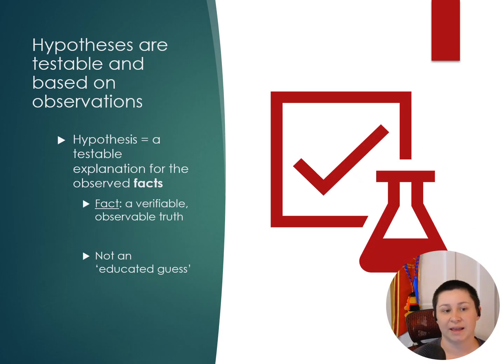Hypotheses are testable and based on observations, not facts. A hypothesis is a testable explanation for observed facts. So a fact is a verifiable and observable truth. So overall, we're saying that hypotheses aren't an educated guess, which is kind of a quick and easy way to explain what a hypothesis is, but it's a lot more than that. It's an explanation. It's not a guess.